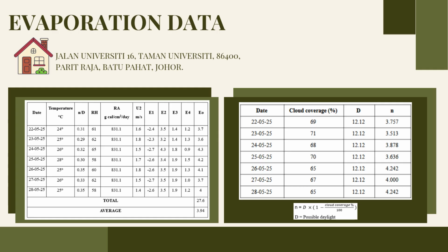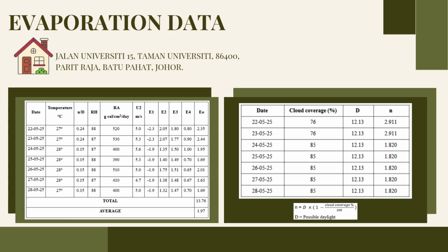The evaporation study was done at number 5, Jalan University 16, Taman University. The highest temperature was 28 degrees Celsius on the 25th May. The values ranged from 3.6 millimeters to 4.3 millimeters, with an average evaporation rate EO of 3.94 millimeters. The highest evaporation was on 24th May, 4.3 millimeters, due to high temperature and low humidity. The cloud coverage ranged between 65 to 71%.